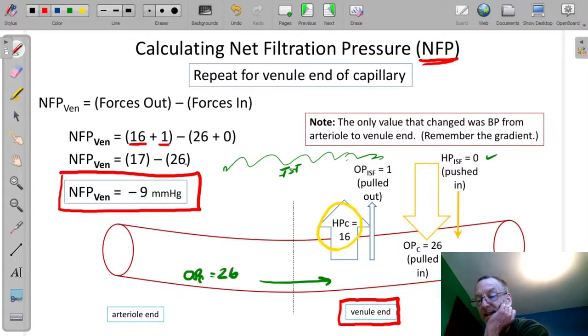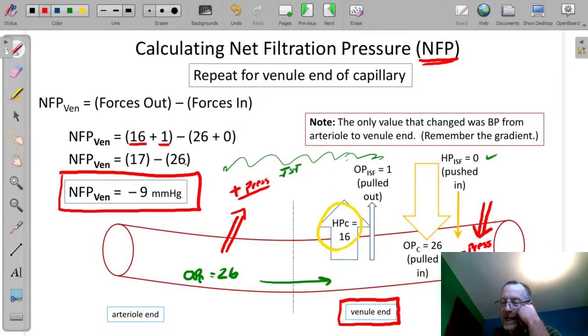So it's a negative pressure. On the arterial side, it was a positive pressure, forcing fluid out. On the venule side, it's a negative pressure, drawing fluid back in. And that's how we get our exchange. Flows out at the arterial side, flows back in at the venule side.